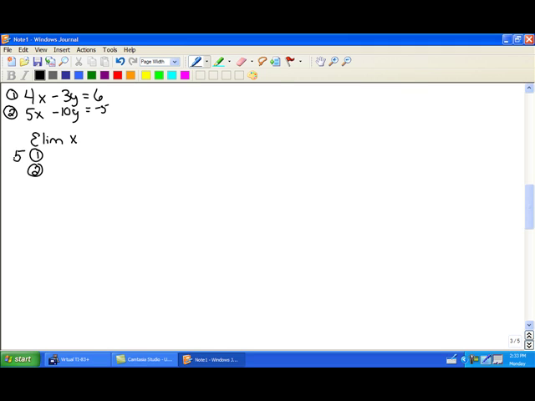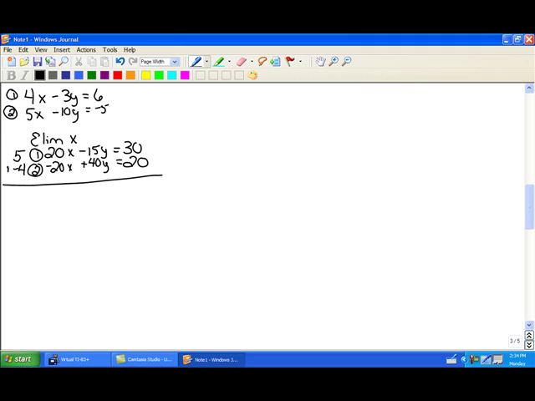If I multiply equation 1 times 5, I'm going to have the positive 20x. Continuing multiplying the rest of the equation is going to give me minus 15y is equal to 30. Now I need equation 2 to have a negative 20x, so they'll eliminate. To make a 5x into a negative 20x, I'm going to multiply the whole equation by a negative 4. Negative 4 times 5x is negative 20x. Negative 4 times negative 10y is going to be a positive 40y. And negative 4 times a negative 5 is going to give me a positive 20.